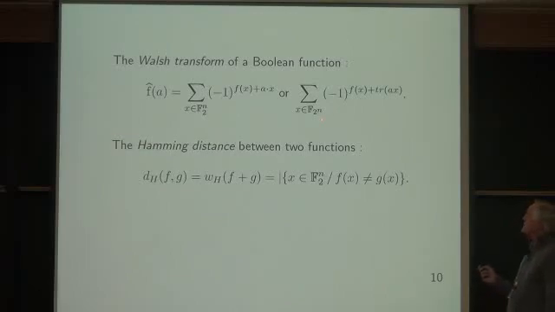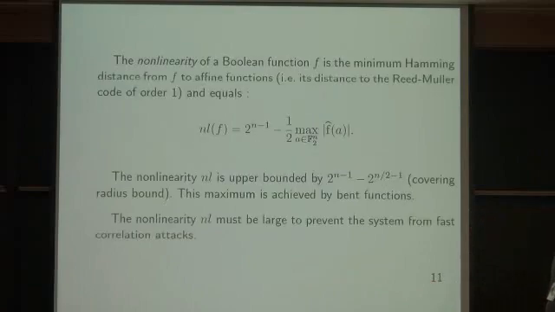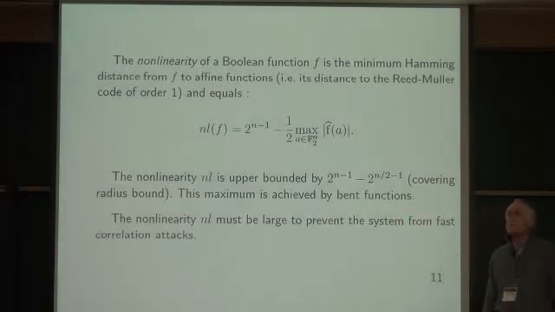In the particular case of the field, then you can take for inner product the trace of the product. It's the natural inner product in this structure. I'll need also the Hamming distance between two functions, but you know what it is. Since you know Reed-Muller codes, it's just the distance between the corresponding vectors of length 2 to the n. And this allows defining the nonlinearity of a Boolean function, which is the minimum distance between the function and all affine functions.